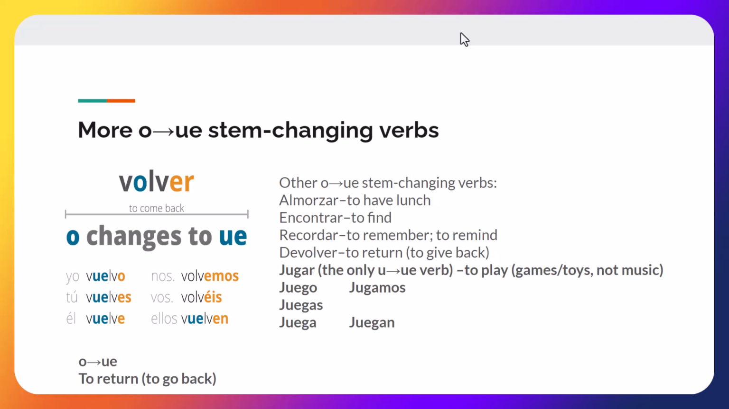The verb encontrar means to find. Look how closely it resembles the English word encounter. Encontrar, to find. O to UE stem changing. Encuentro. Encuentras. Encuentra. Encontramos. Encuentran.